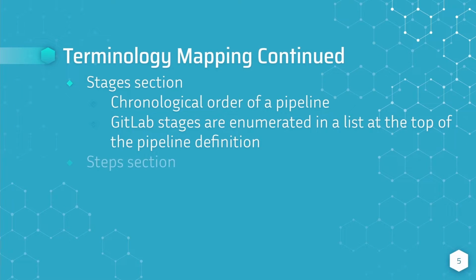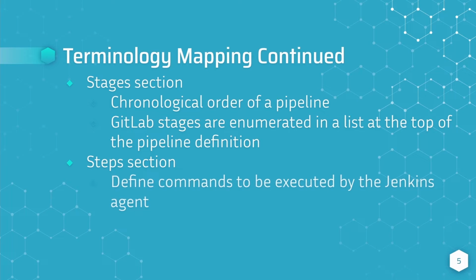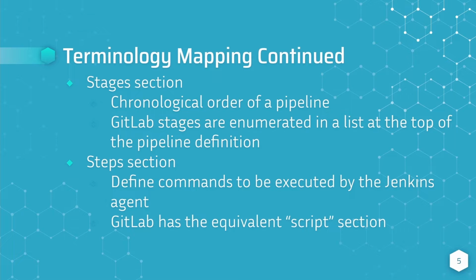We then have the steps section of a Jenkins pipeline. The steps section of a Jenkins pipeline allows you to define commands to be executed by the Jenkins agent. In GitLab, we can use the equivalent script section in a GitLab pipeline.